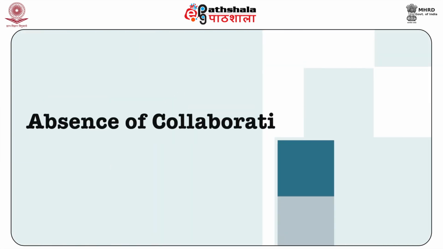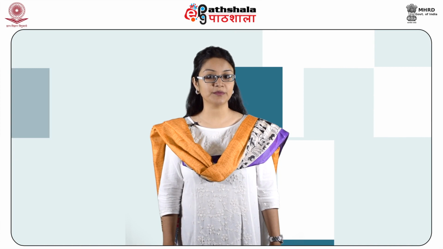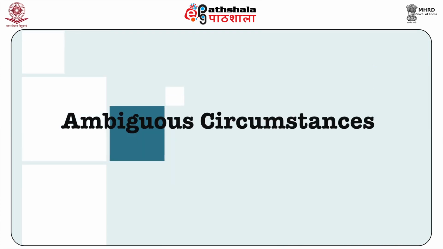Sixth is absence of collaborative behavior. An absence of collaboration and coordination among different organizational teams or groups also fosters political behaviors. This gets enhanced when there is a lack of trust among these units or when they see each other as competition. Seventh is ambiguous circumstances.